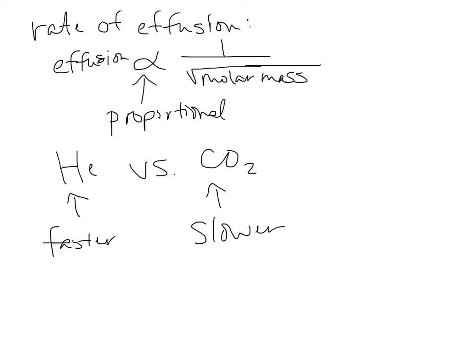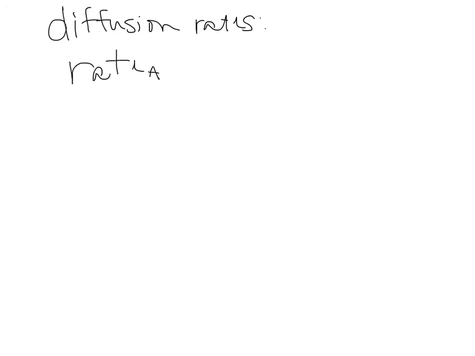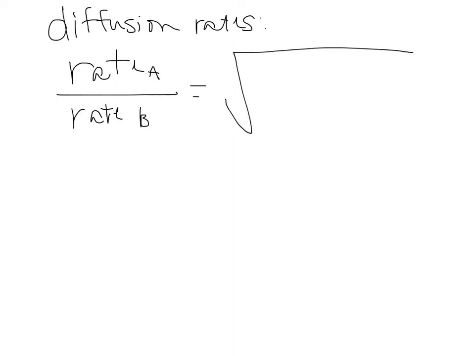Okay? Now that's only helpful when we're comparing effusion rates. But when we actually are talking about diffusion, we're talking about movement between materials. So what we can say is for diffusion rates, if we had the rate of A over the rate of B, that is going to equal the square root of the molar mass of B over the molar mass of A.